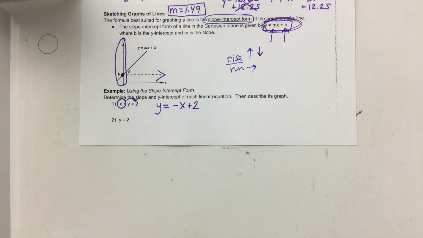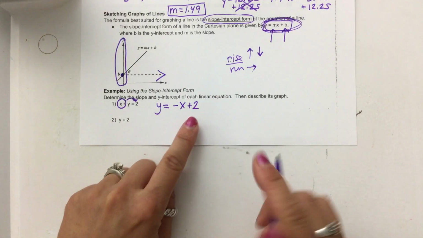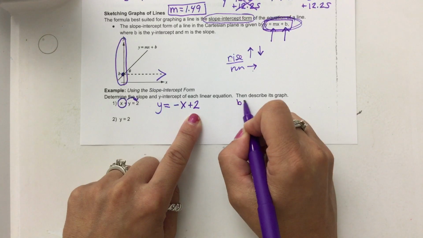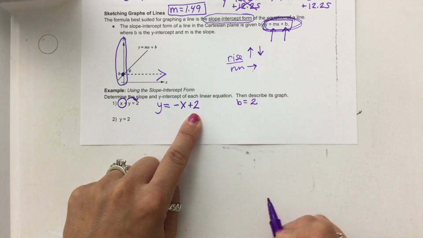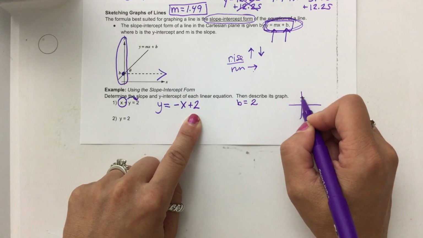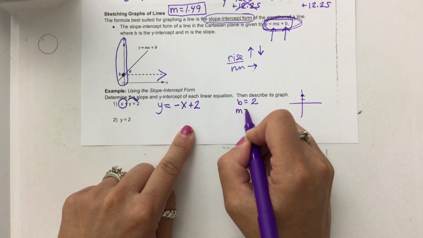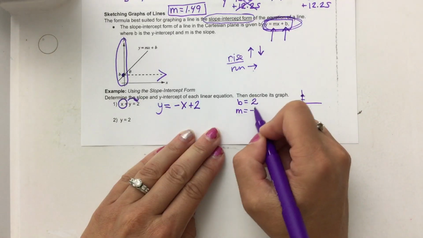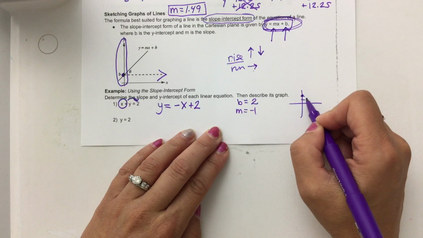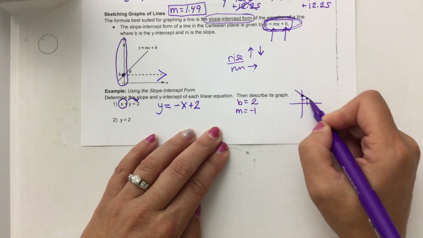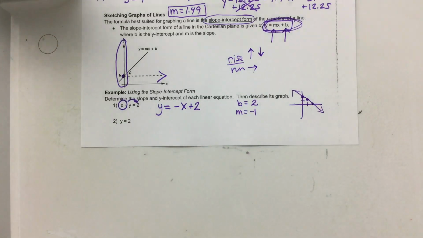Here is your y equals mx plus b format. So b, your starting point, is a 2. If I was graphing this, you would go up 2. Your slope is a negative 1, so you will go down 1 over 1, down 1 over 1. We would have a line that falls as you travel left to right.